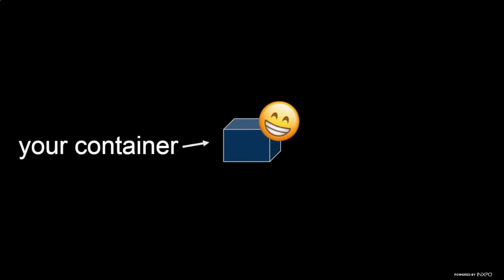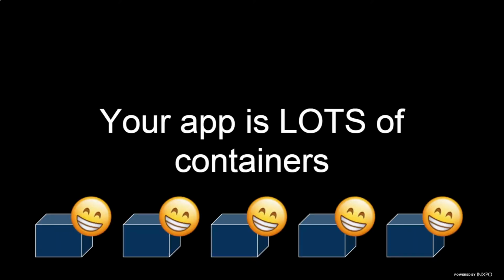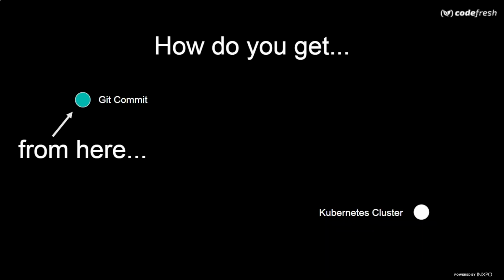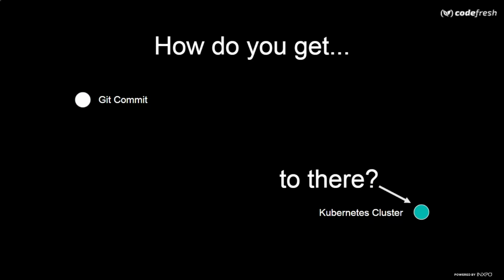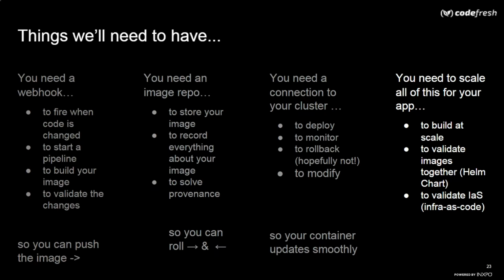Oh, hopefully this isn't too confusing. It's a bit of a Jacob's ladder to go through this whole thing. But the image that you built is going to run on your container, and hopefully it's going to run well. But your container is not everything. In fact, your container is not your application, because your app is lots of containers, right? And hopefully they're all happy little containers. And if you remember, our whole goal was to figure out how to get from here to there onto our Kubernetes cluster. So there's a final piece that we're going to look at in the process, which is that you need to scale all of this for your application.